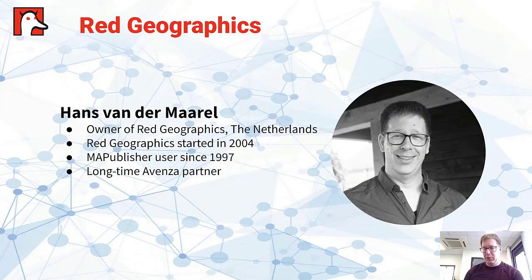Before I start, I'd like to introduce myself. My name is Hans van der Maarel, and I'm the owner of Red Geographics in the Netherlands. I started Red Geographics back in 2004, but I've been a MAPublisher user since late 1997, so it's about 25 years by now. And I've been an Avenza partner for pretty much that entire period. My first introduction to MAPublisher was being a beta tester for, I believe it was version 3.5.